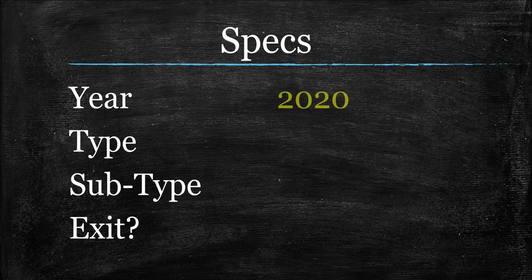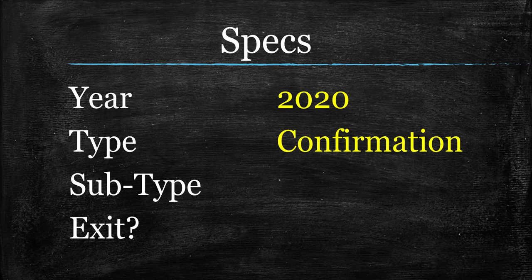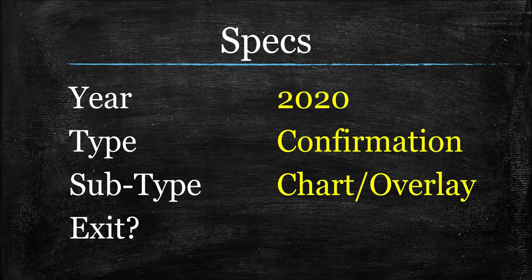The year is going to be 2020. The type is a confirmation indicator. The subtype is a chart overlay indicator for the most part. We will go over two versions of this indicator, because the original version can be so confusing, even seasoned traders can get thrown off by it. That's why I told the beginners to go.